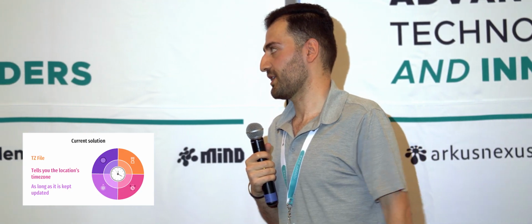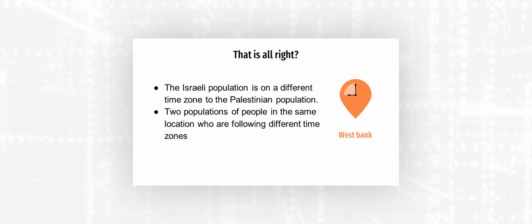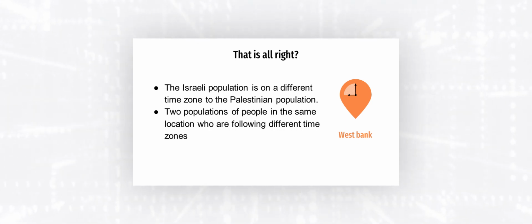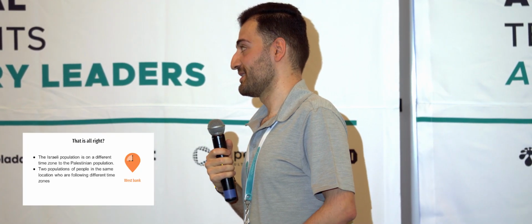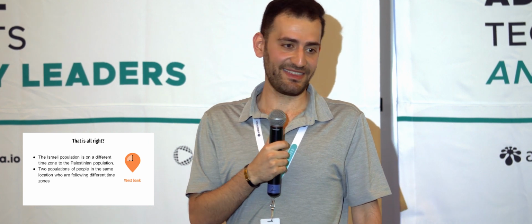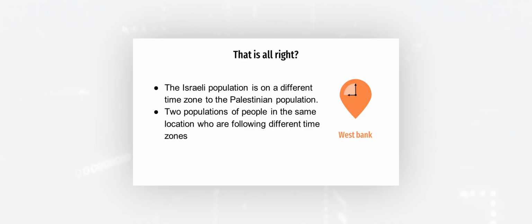So at this point, I'm looking at it. I'm like, this is all, right? It can't get any more complicated, right? We figured it out. Time zones, daylight savings, changes. We got it all under control. Well, not if we run into some special cases, because the world is not that simple. So we have the West Bank, right? And basically you have two populations living in the same exact location, but they follow 2 different time zones.